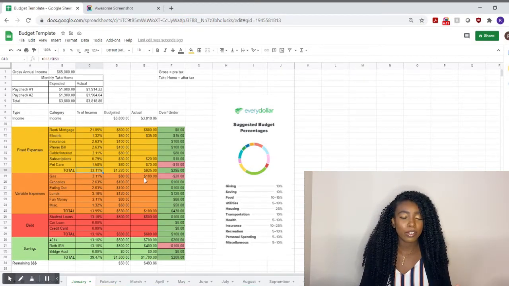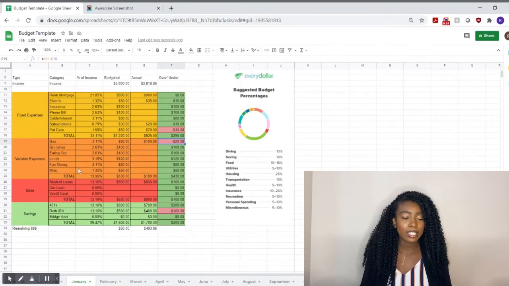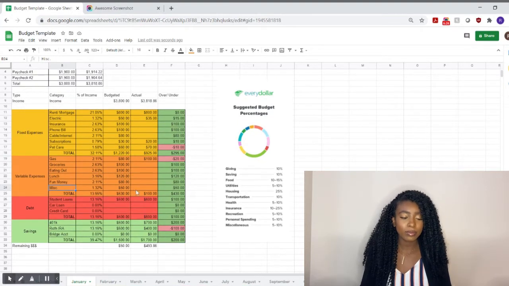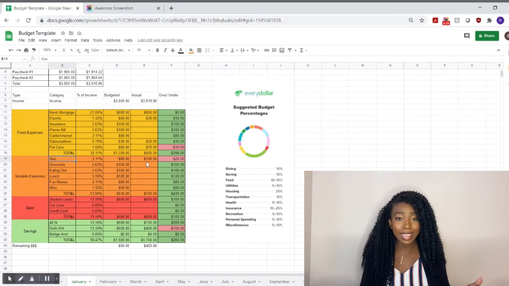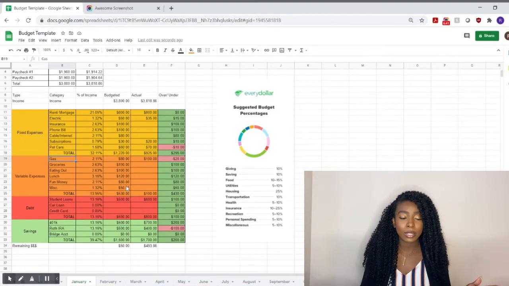Same thing here. If I budget $80 for gas and spend $100, I'm over $20. Here is the miscellaneous category line item, and that has $50. So I can use that $50 to do whatever I need to do that is not listed here in these categories, or if I go over, such as in gas, I can always take that money out from my miscellaneous.